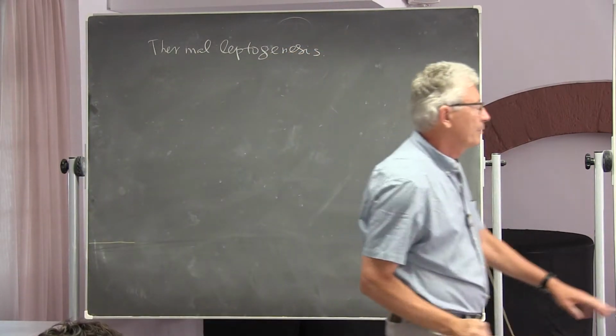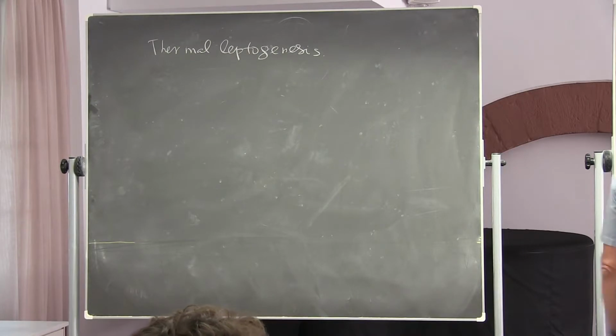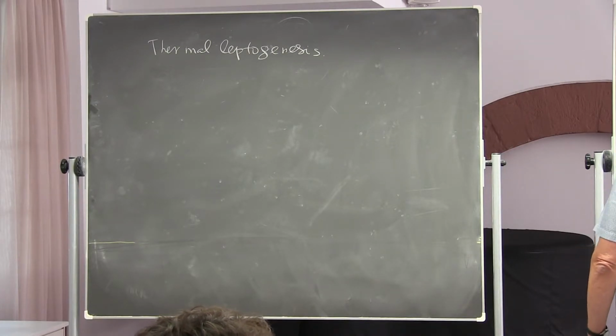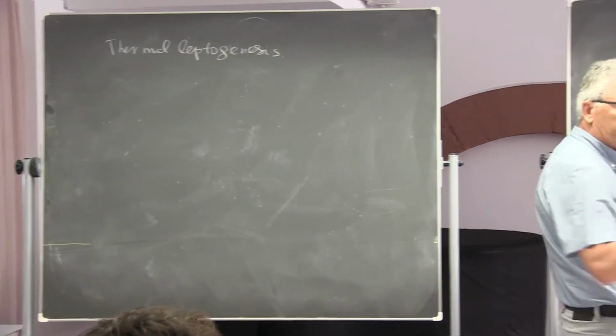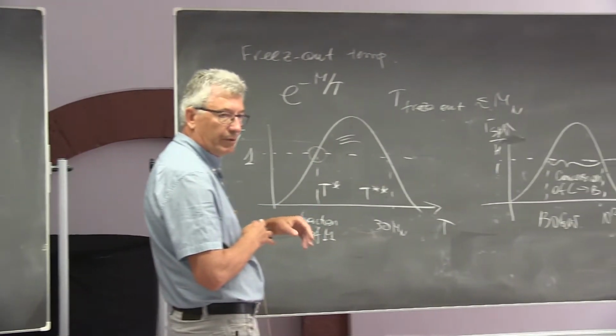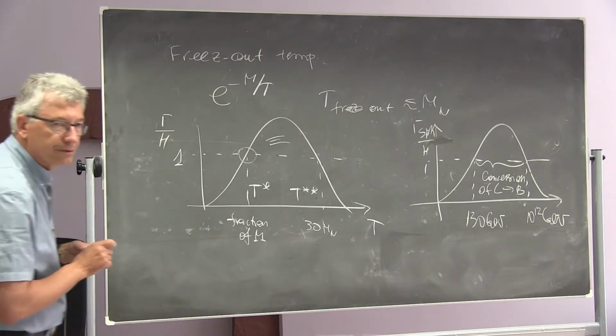So what happens in thermal leptogenesis? We have the universe, high temperatures. At temperature T double star, our particles enter thermal equilibrium, and then at a temperature which is a fraction of the mass, they decouple. So during this period, they come into thermal equilibrium, and so their concentrations are equal to thermal equilibrium concentrations. And at T star, these particles decay.